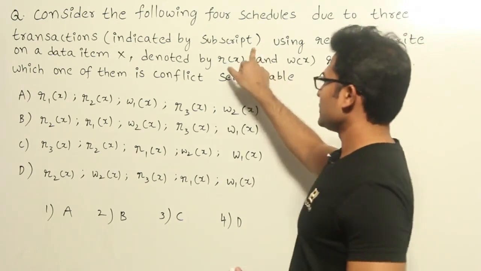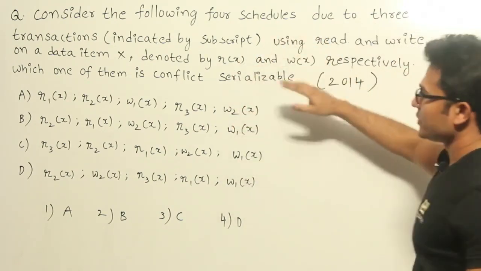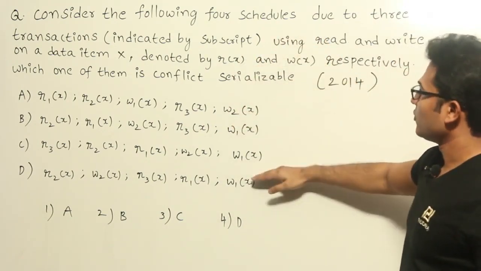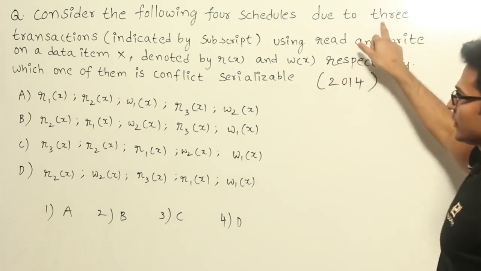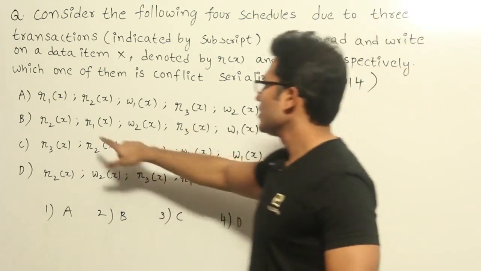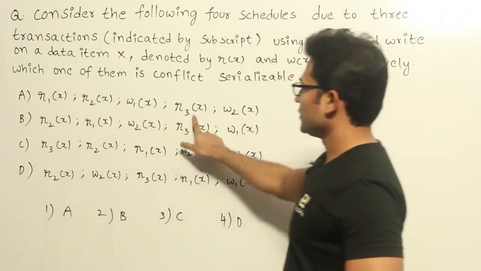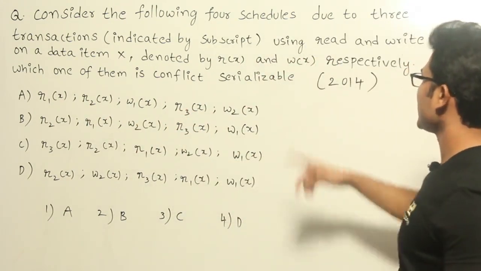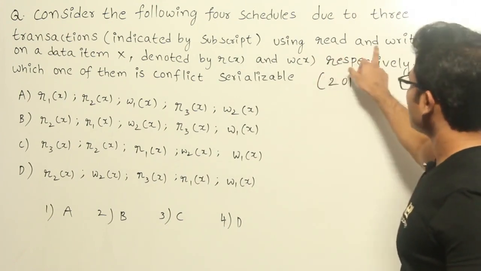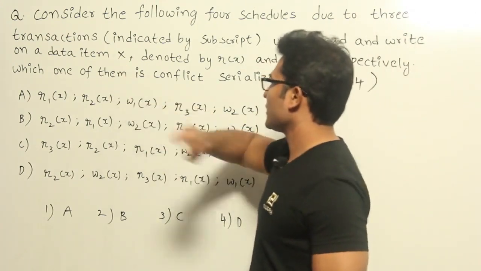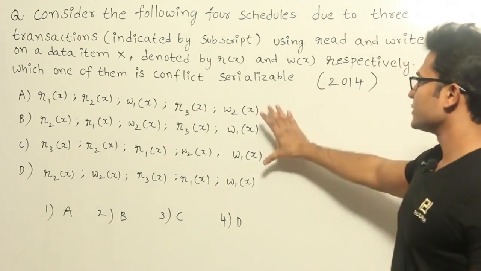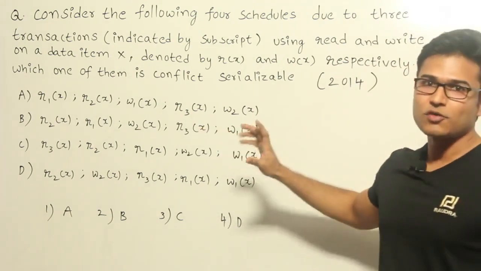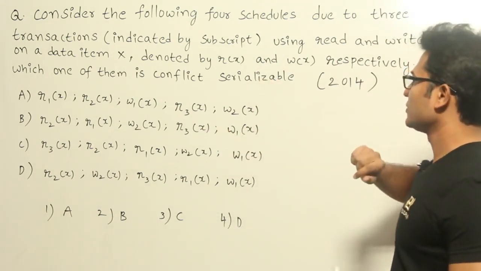Consider the following 4 schedules due to 3 transactions indicated by subscript. So they are saying that there are 4 schedules given, 1, 2, 3, 4, and these 4 schedules contain 3 transactions. That is why R1, R2, R3, which means the subscript is saying which transaction this action belongs to, using read and write on data item X. So they are explaining everything in words. Till now, whatever conventions we followed, they are explained in words, right?